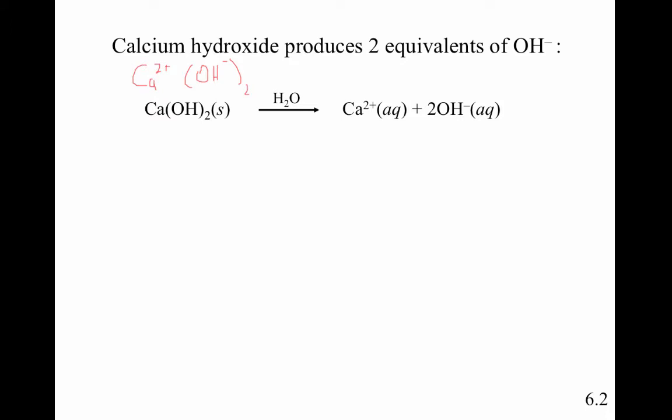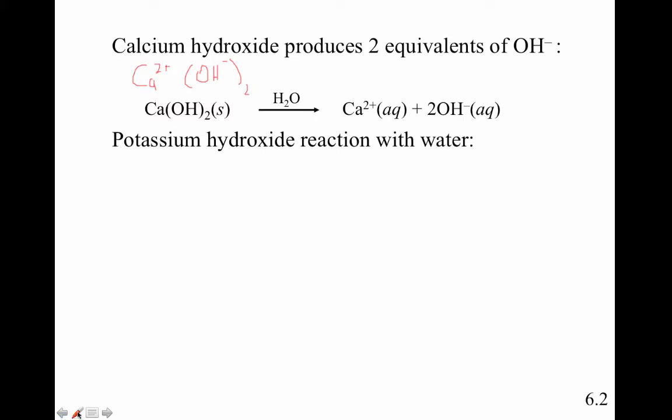Now let's do another example where we have potassium hydroxide reacting with water. We have to remember what potassium ion is, and it has the element symbol of K. If you look on the periodic table, you'll see that it has a +1 charge, which means we have potassium hydroxide reacting with water to form potassium ions and hydroxide ions. And we have a coefficient of 1 here because there's only 1 hydroxide ion in potassium hydroxide.